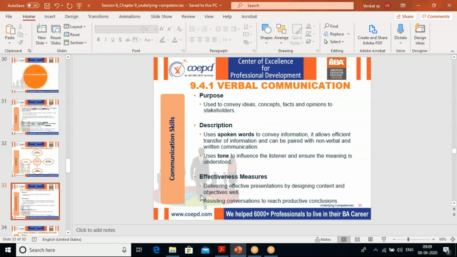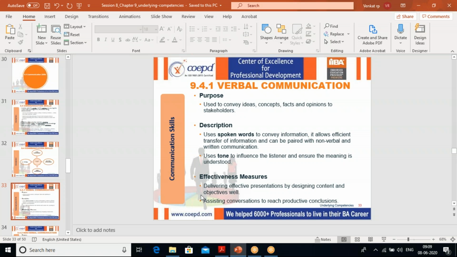Okay, verbal communication is used to convey ideas, concepts, facts and opinions to others. Here we use spoken words. Generally when you have a thought process, you start speaking about it. When we speak, because of the tone we are able to influence the listener. We say this is very important and then speak, and they will listen. Sometimes we may start asking them questions, and then they will be involved. Like that, we should make our own style of verbal communication.